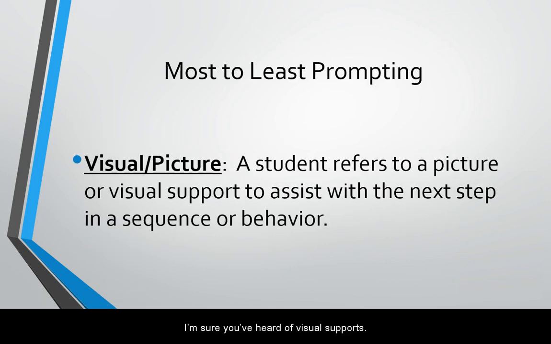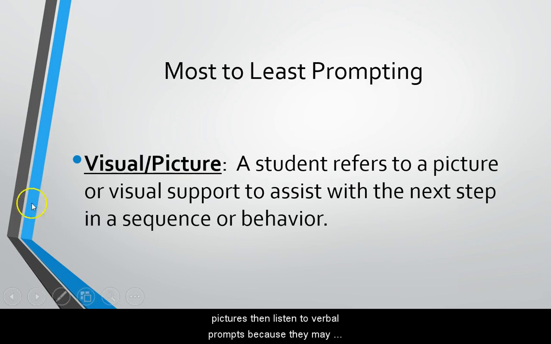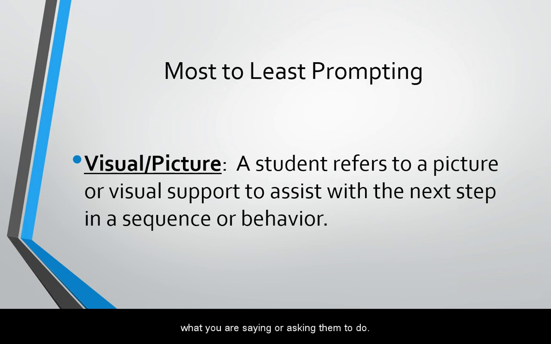I'm sure you've heard of visual supports. A picture of an item, a behavior, even a word is shown on a card or paper to help the student understand the next step or action they need to do. Some students are better able to follow directions using pictures than listen to verbal prompts because they may have listening processing issues. That means it may take a student longer to figure out what you are saying or asking them to do. It is easier for them to look at a picture, as their brain can process visual information faster and easier than by listening. For some students, using visuals, pictures, supports the student the best.